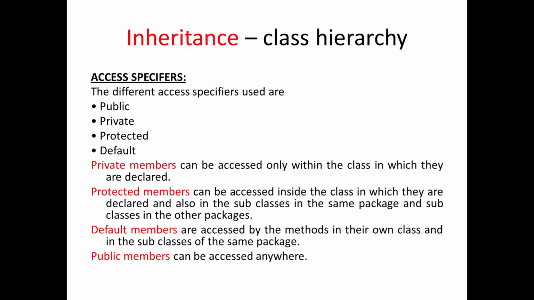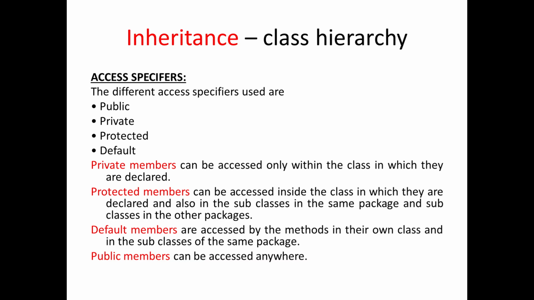The access specifiers. Java provides 4 access specifiers: public, private, protected, and default. Private members can be accessed only within the class in which they are declared. That is, the private members of the superclass cannot be inherited to the subclass because the private members of superclass are not available to the subclass directly. They are only available in their own class.